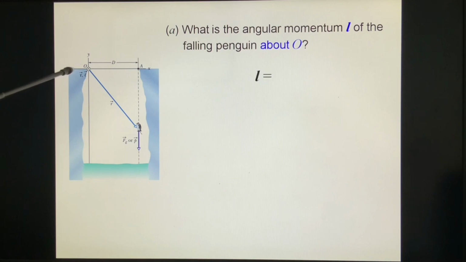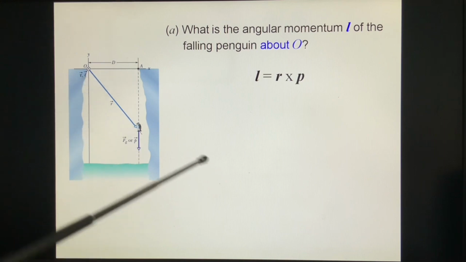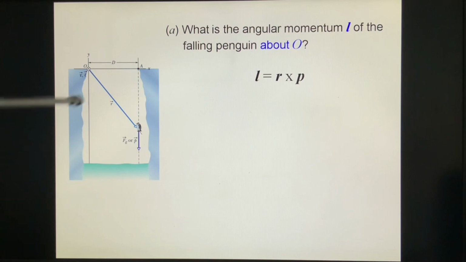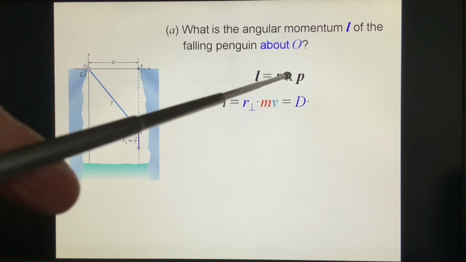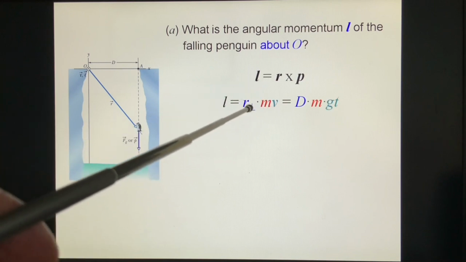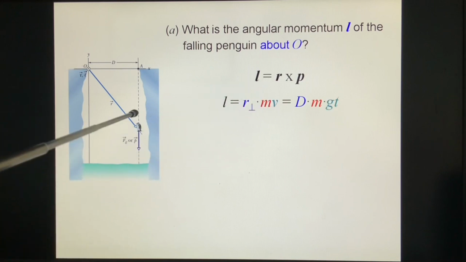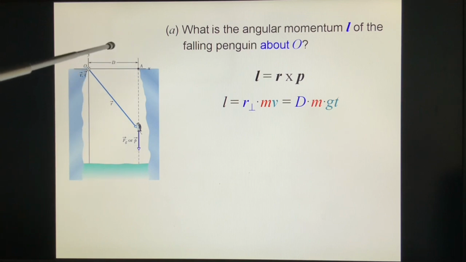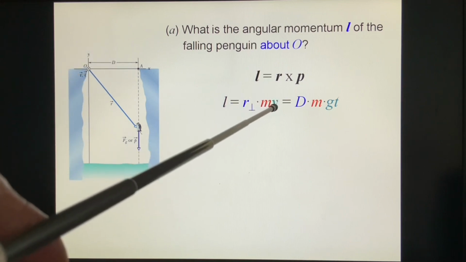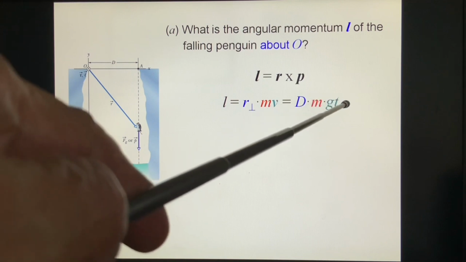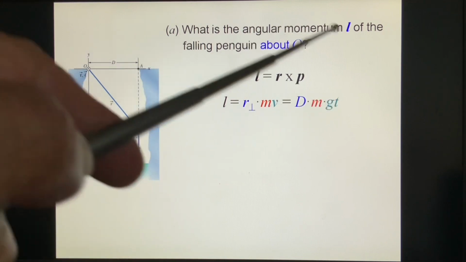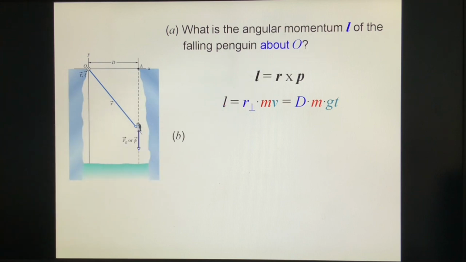By definition, it's very simple: r cross p. This is r at any time, and p is going down. By the right-hand rule, r cross p points inward, which is the negative direction of Z. So we take r perpendicular, perpendicular to p. This is d, and the magnitude is m v. Because it's falling from rest, v equals g t. That's the angular momentum L.